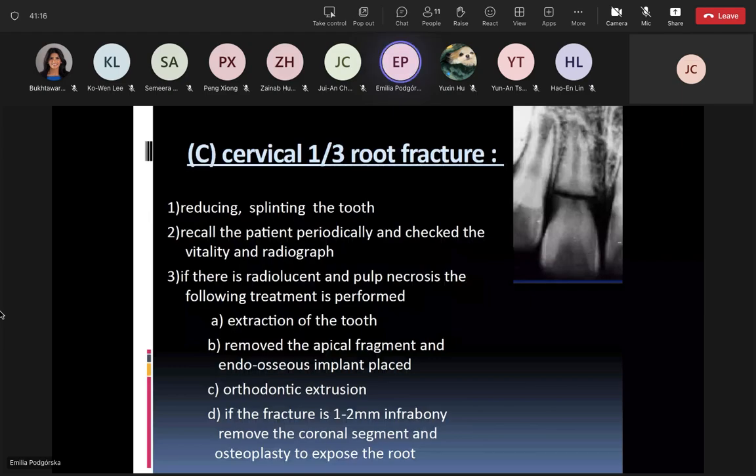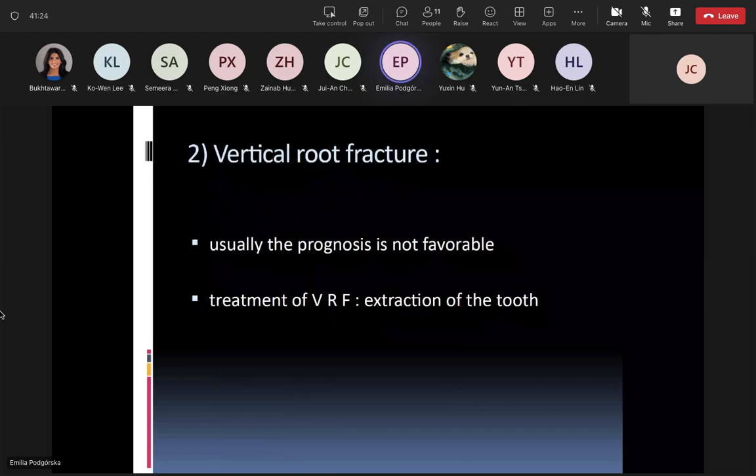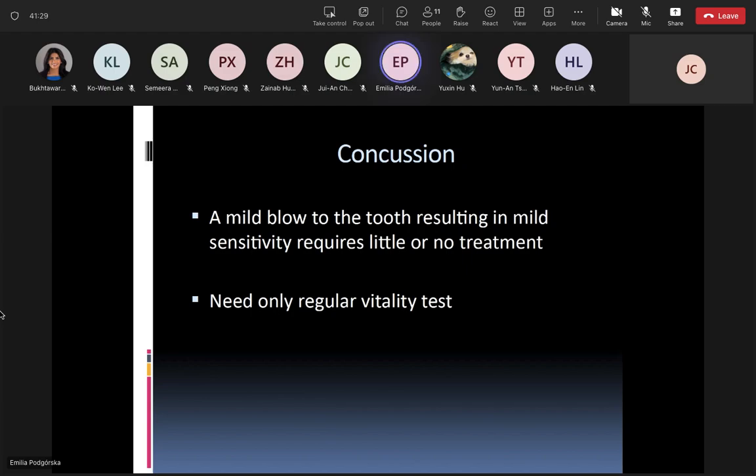For an apical root fracture, usually the prognosis is not very favorable. Treatment is extraction of the tooth. Conclusion: a mild blow to the tooth resulting in mild sensitivity requires little or no treatment. It needs only a regular vitality test.